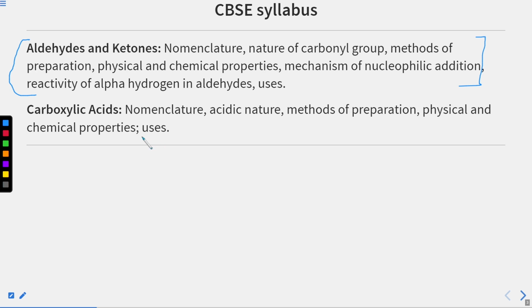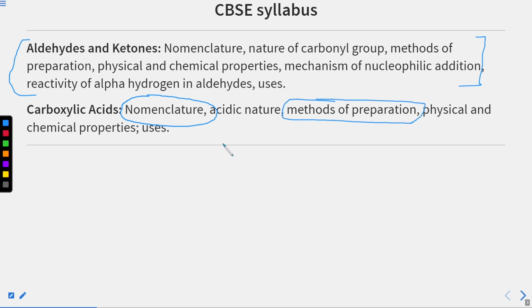So today we will see carboxylic acid. Talking about the nomenclature, we will not go deep into the nomenclature. We have already seen the nomenclature of aldehyde and ketone, that would be similar to it, only the suffix will be changed and would be IC. Next we will see the acidic nature tomorrow. Today we will basically focus on the methods of preparation.